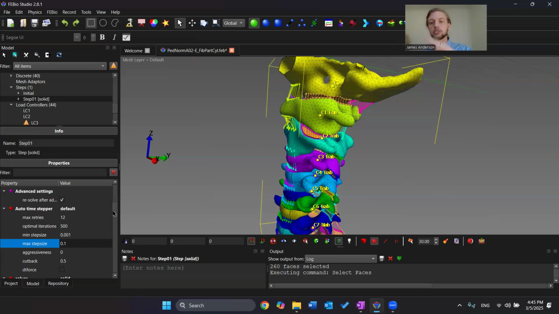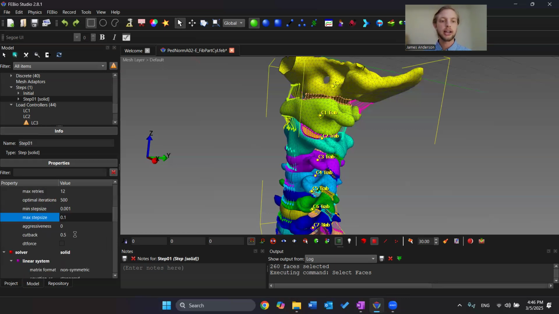And then once it starts to struggle, which happens pretty quick once the rotation starts, that's when it starts to go back down in time step size. And this cutback and aggressiveness define how quickly it will cut back once it starts to struggle.